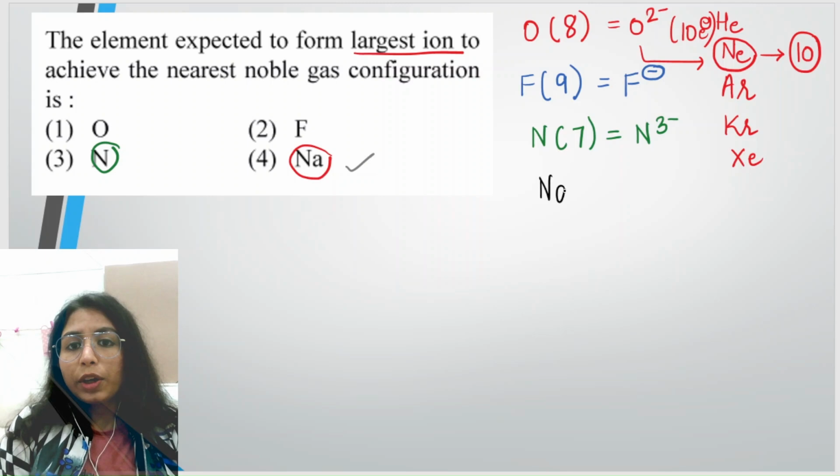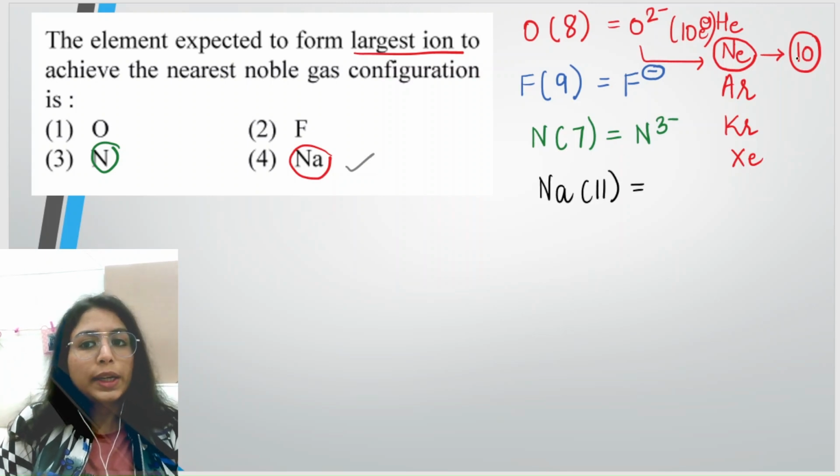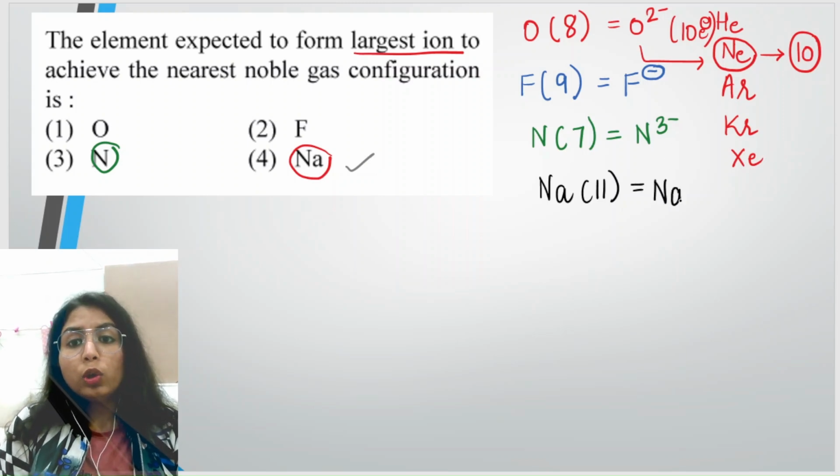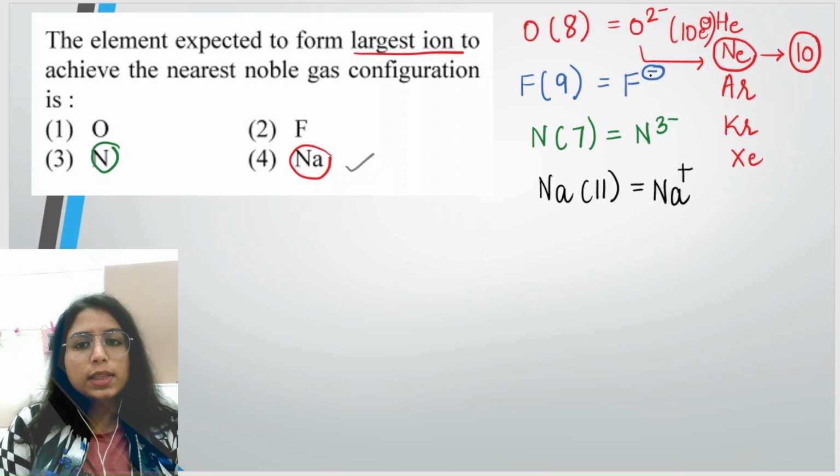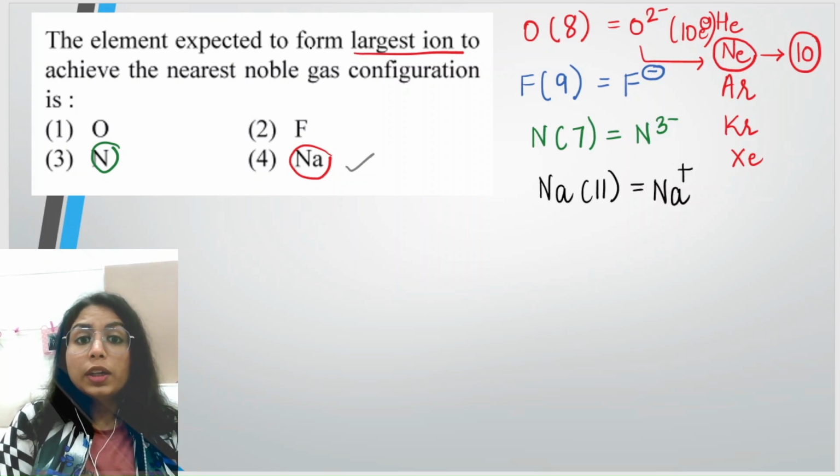Sodium has got an atomic number of 11. So it needs to lose one electron so that it can gain the nearest noble gas configuration. Here if it loses one electron, it will be Na plus. We know that cation means formation of positive charge, and cations mean loss of electrons, while the negative charge indicates that an electron is gained or reduction has taken place. So here the question says the largest ion.